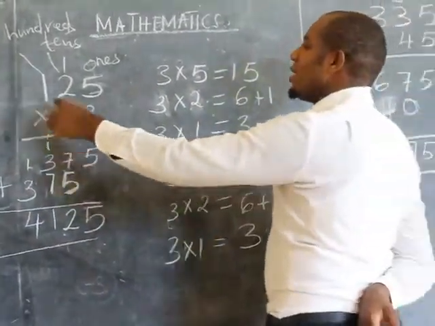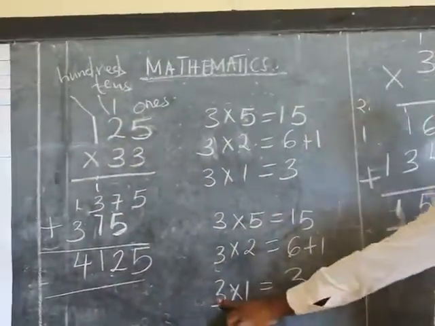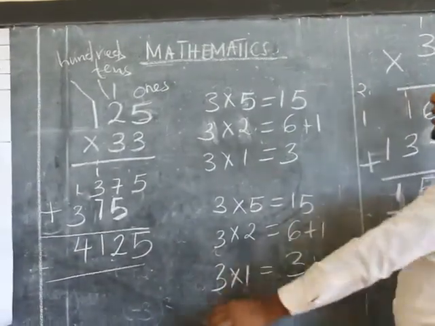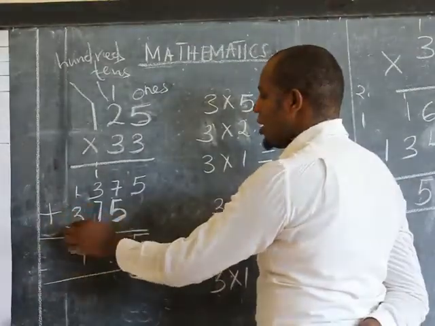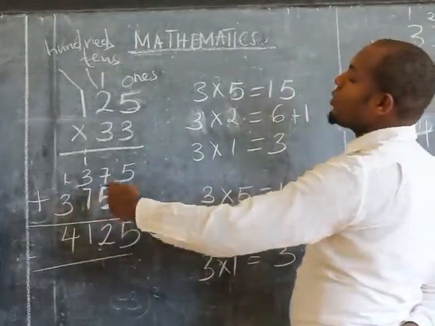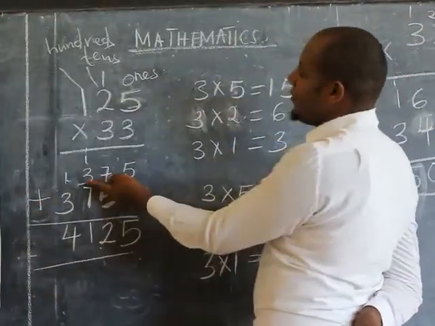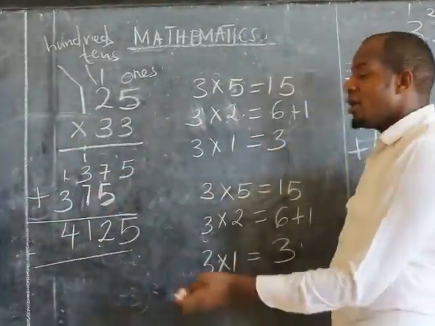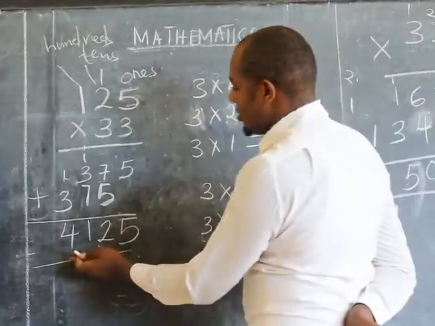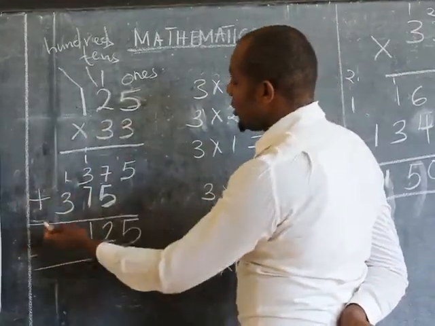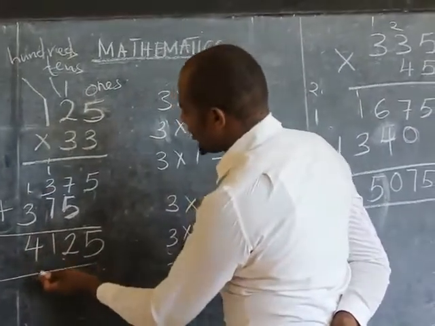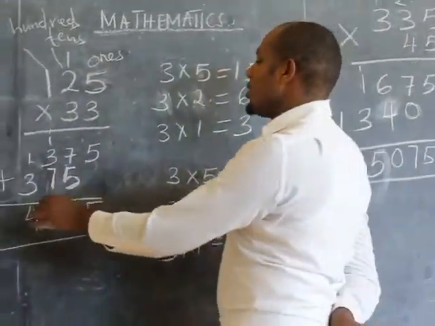3 times 1. 3 times 1 is equal to what? 3, it is going to be here. As you can see, it is just going outside the value that is on top. So that's how we are going to get the answer.